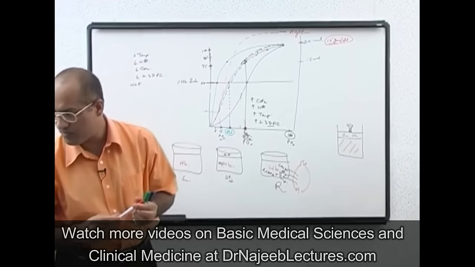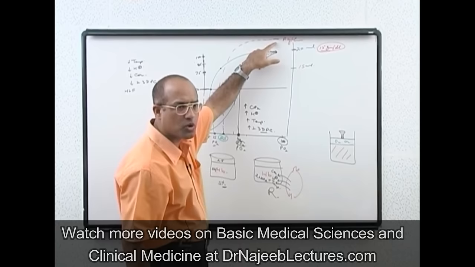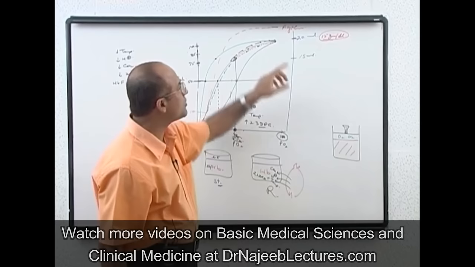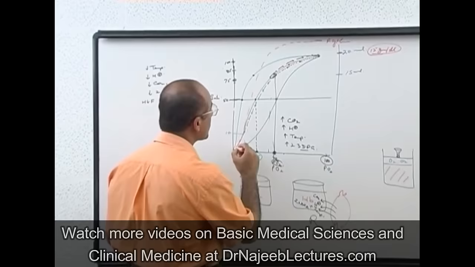When you have polycythemia, the upper end of the curve will move upward. Moving upward shows that total capacity to hold oxygen is increased. Opposite to that, if someone has hemoglobin of only 10 gram, can he hold 20 ml oxygen? No. So his total capability to hold is less. Let me draw it separately.